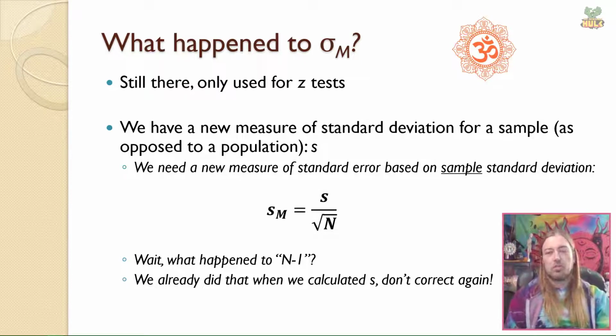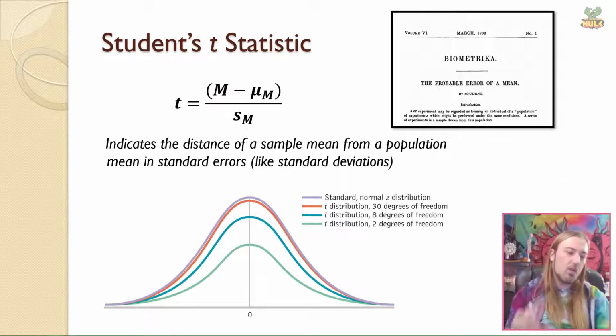Try to make sure you don't do standard deviation divided by the square root of n minus 1 here, right? That's an easy mistake to make because you're new to the n minus 1 in the denominator. We already did that, though, when we calculated standard deviation. We don't need to do it again here, right? That would be an overcorrection. It would be incorrect. Okay, so let's look at the formula for Student's t.